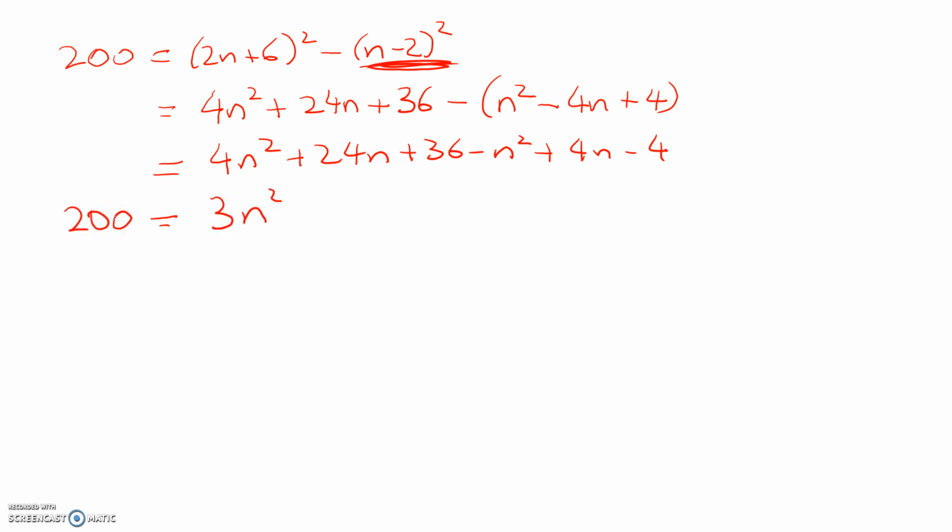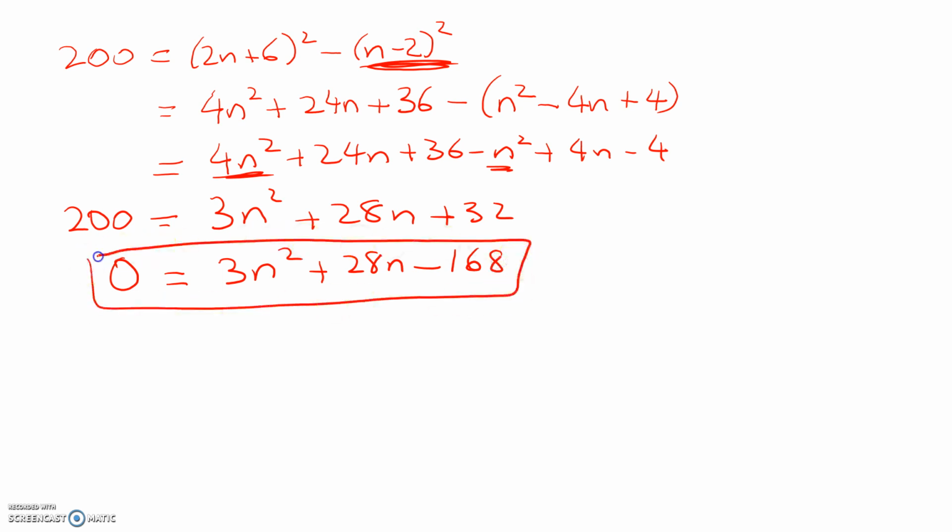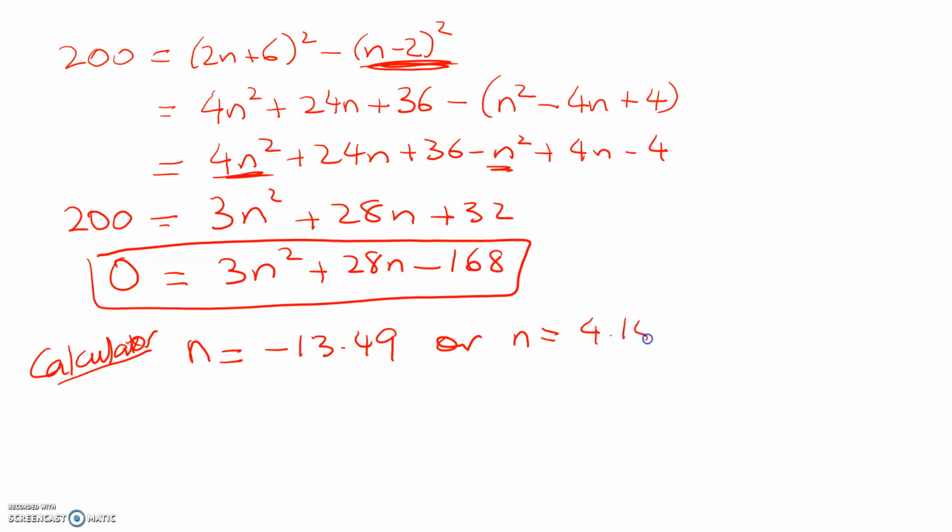The area of the border is 3n squared plus 28n plus 32. To solve a quadratic, we want it to be equal to 0, so we get 3n squared plus 28n minus 168. Now, I can fiddle around with factorising it, but it's not going to work. So you can use the quadratic formula, or you can chuck it into your calculator. And in the interest of moving on in the video, that's what I'm going to do. So we get two solutions. One of them is negative 13.49, and the other solution is n is equal to 4.1525.